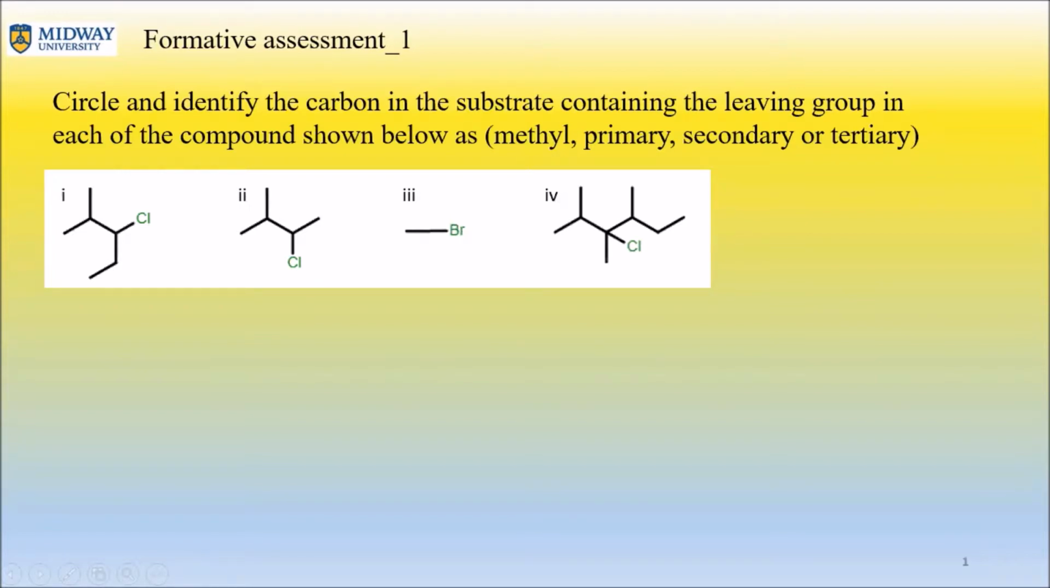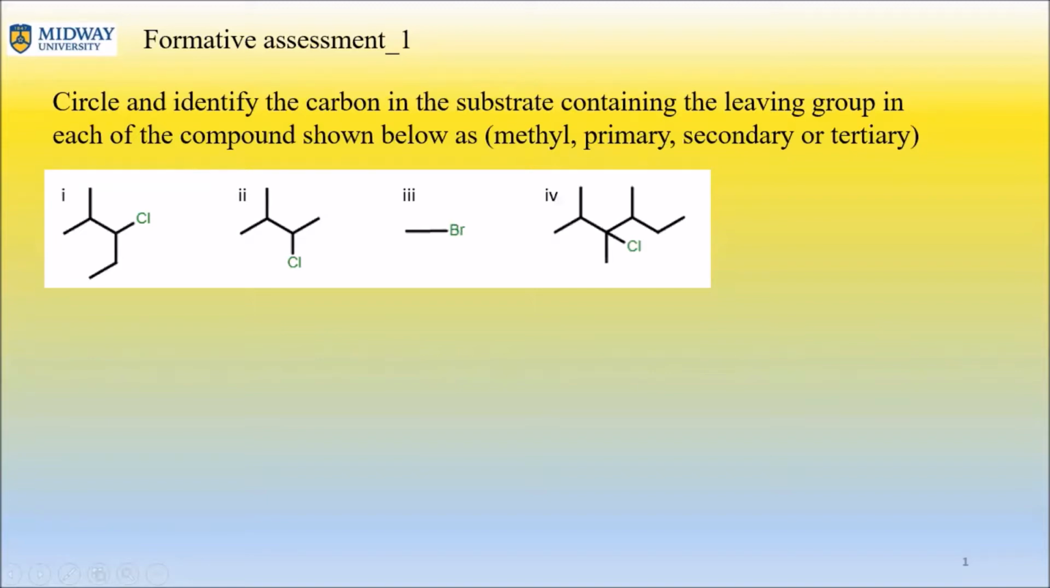You can go ahead and pause the video at this point. If it's methyl, write M. If it's primary, write P. If it's secondary, write S. Or if it's tertiary, write T. Again, you're focusing only on the carbon that contains the leaving group. That whole thing is called a substrate, right? Not the leaving group, but anything but the leaving group is the substrate. So I'm going to pause. You can go ahead and pause the video now.